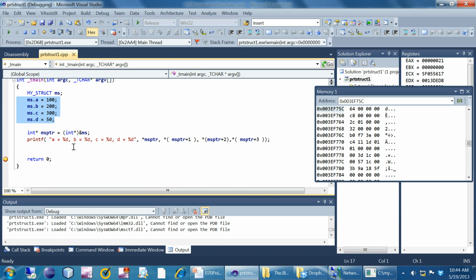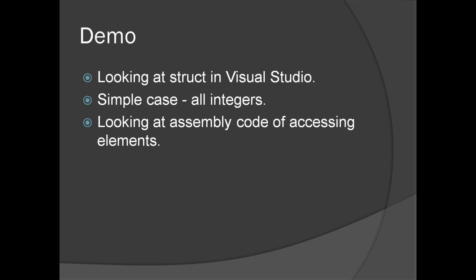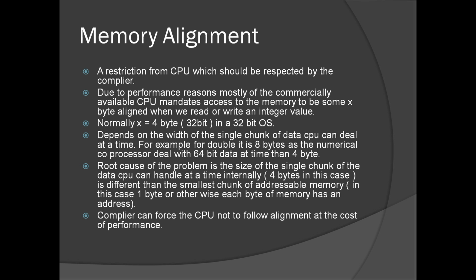Now let's go back to our slides. We have seen this case, all integers. There's a little bit of complication when we deal with structures which have different types of members. To understand structure padding, first we have to understand what memory alignment is. Memory alignment is a restriction from the CPU which should be respected by the compiler or whoever writes the assembly language. Due to performance reasons, most commercially available CPUs mandate that access to memory be X byte aligned when we read or write an integer value.